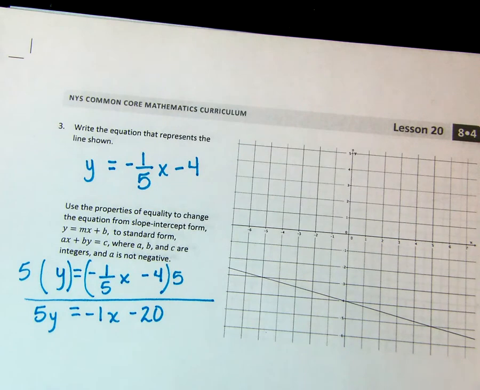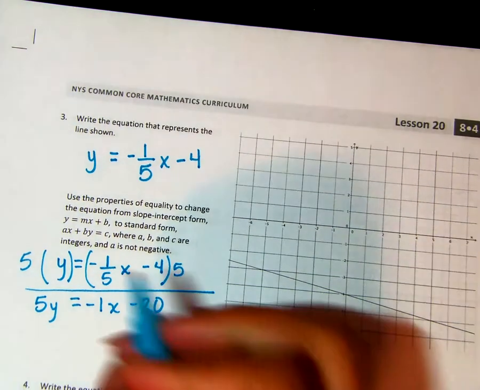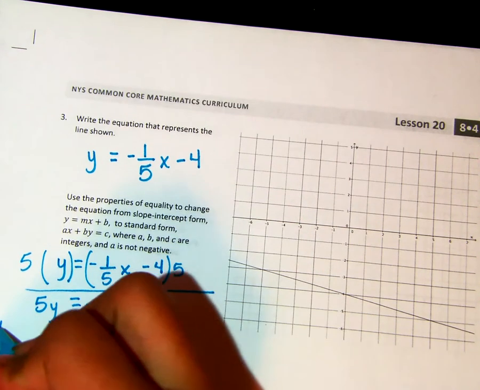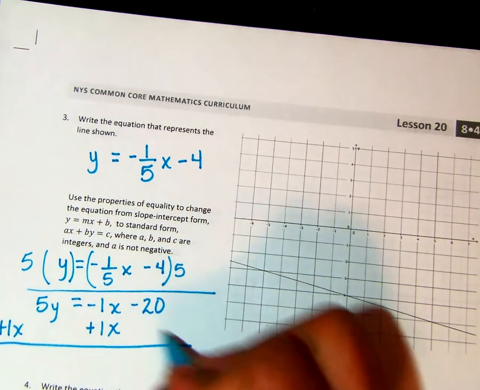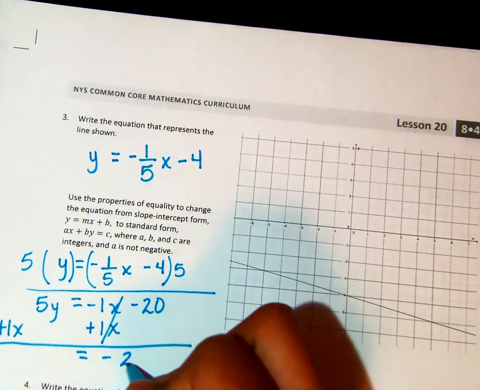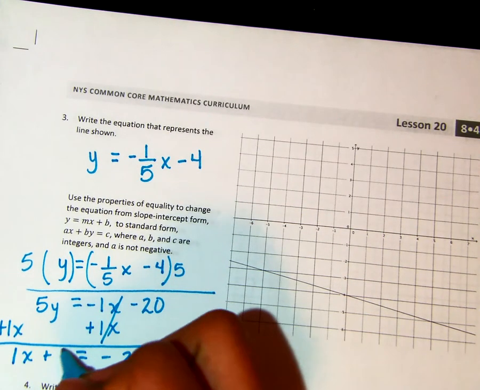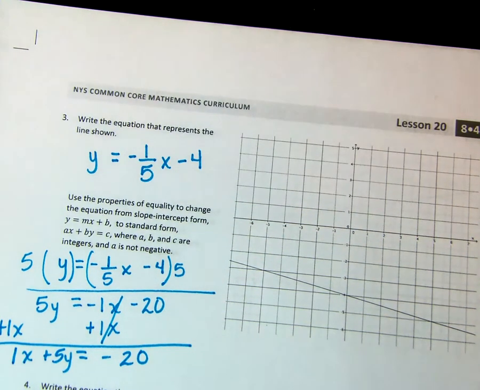What property of equality do I need to use to move what term? I'm going to use the addition property of equality to move this x term. So I'm going to add 1x to both the left and the right. Left with -20 is equal to 1x plus 5y.